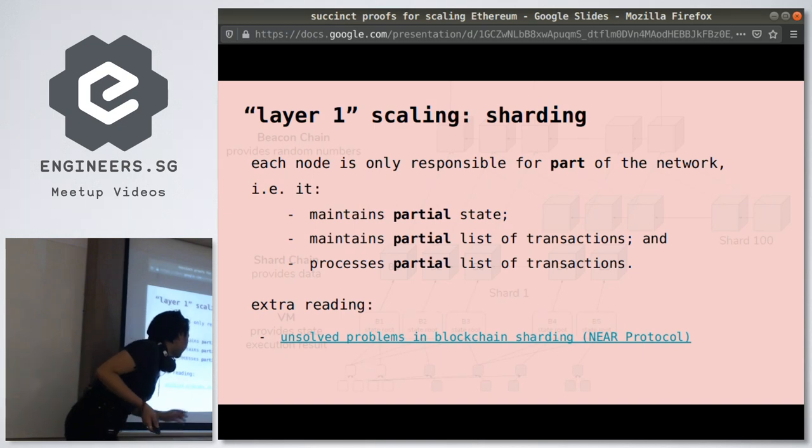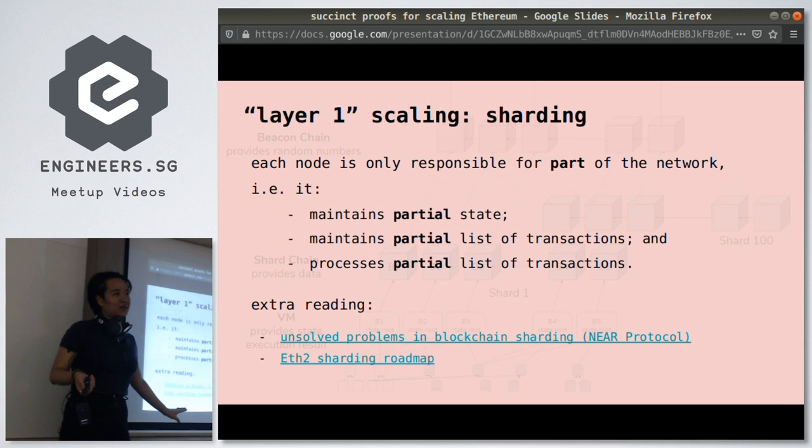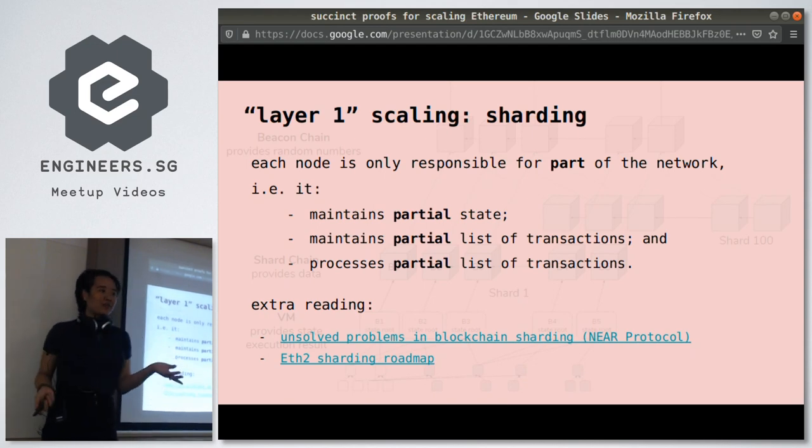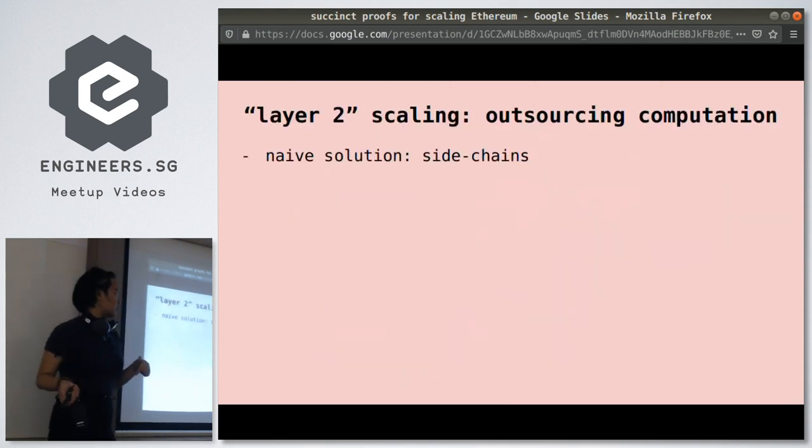For extra reading, these links might be a bit dated, but you can basically just Google blockchain sharding. I saw that Zilliqa, for example, had come to NUS Hackers before. So they have a great sharding solution. That's what's known as layer one scaling because it splits the actual blockchain. But the talk today is not about layer one scaling. It's going to be about layer two scaling.